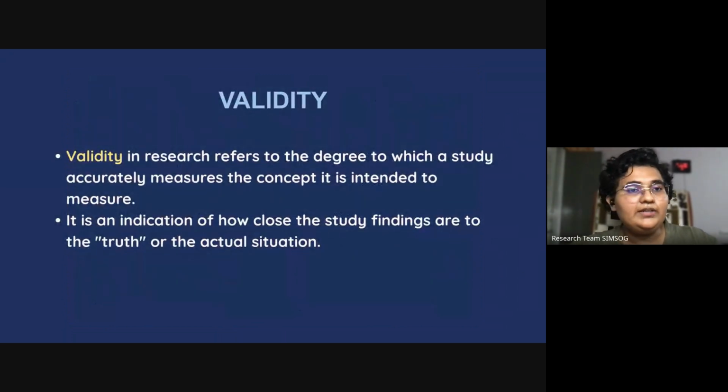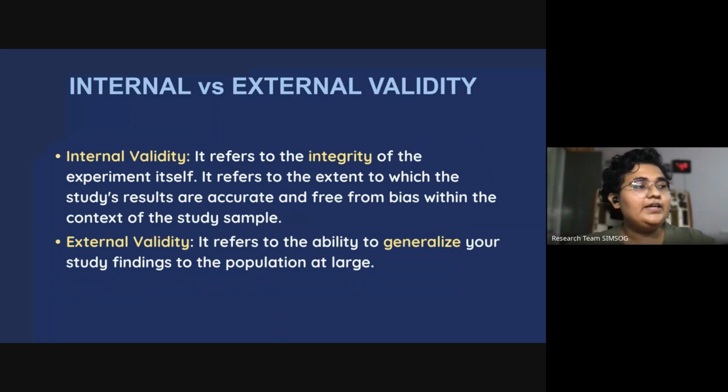Now let us talk about validity. Validity in research refers to the degree to which a study accurately measures the concept that it is actually supposed to measure. So it is an indication of how close the study findings are to the truth or the actual situation. Right? There are two types of validity: internal validity and external validity.